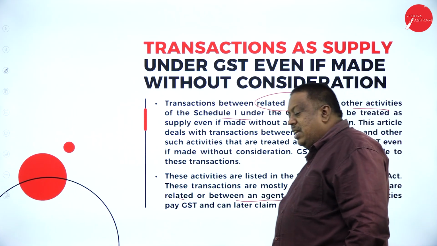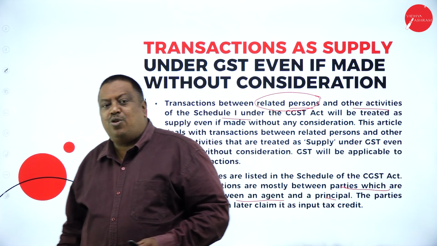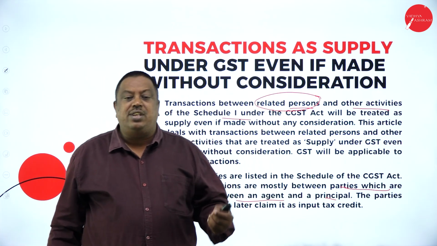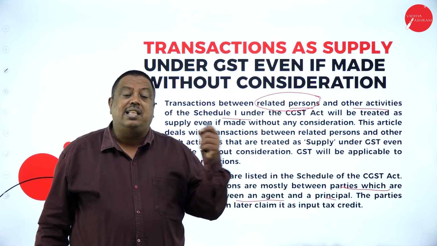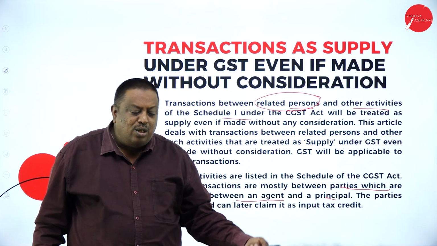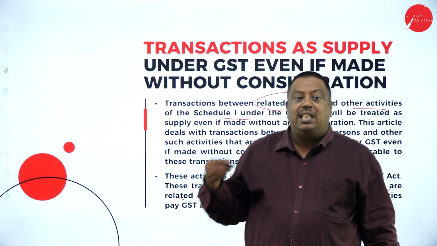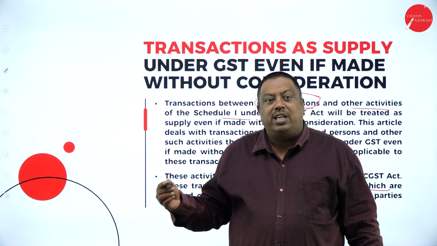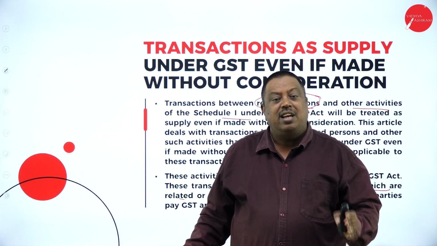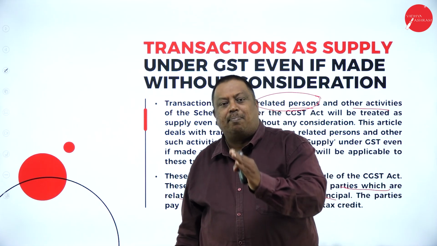Sometimes goods will be given by the main person to an agent with the intention to resell them to some other person. So the goods have been given to the agent to sell those commodities in the market. Here we have not received any consideration, but it is treated as supply.